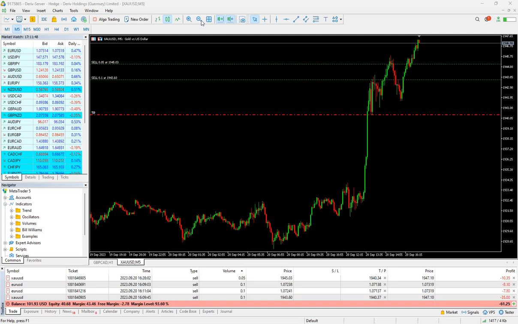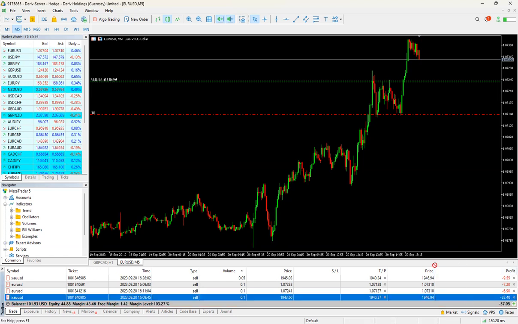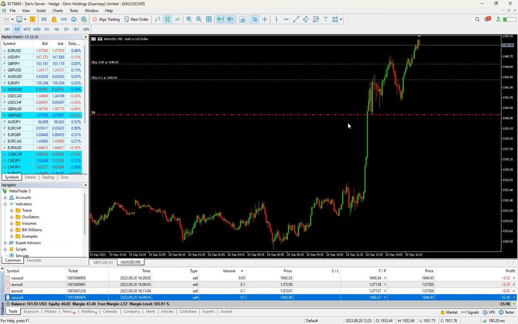All right, so we keep on monitoring. This is gold on the 5 minutes. And then this is Euro USD also on the 5 minutes. So the time frame we are using is 5 minutes. This is Euro USD. And then this is gold. So a few more minutes, let's see what happens.